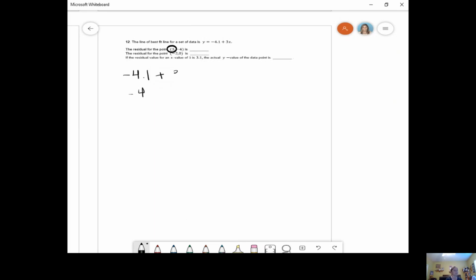So plus 3 times 3. It must have thought I was doing a circle. All right, so 4.1 plus 9 is 4 9/10. So now we have to subtract what we got from what we have. So that would be negative and negative, so we add them. So negative 8 9/10. Okay, then we take the next one, negative 2.